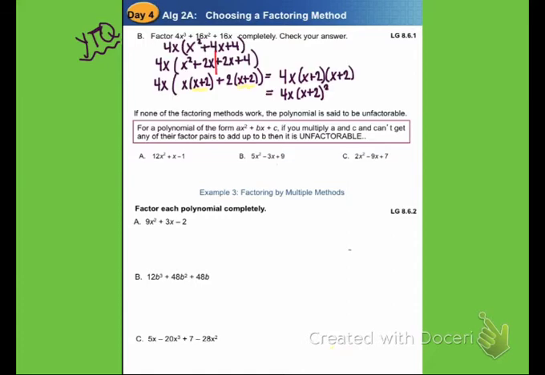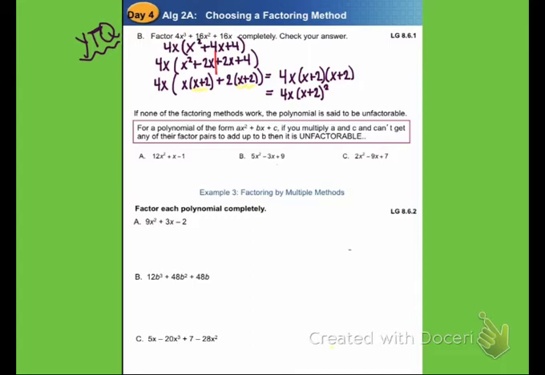Okay, so this one was an interesting question because I noticed right away that there was a common factor for the numbers 4, 16, and 16. And so I knew that the common factor of 4, 16, and 16 was 4. And of course, each term had at least one x to give. So I was able to factor out a 4x.